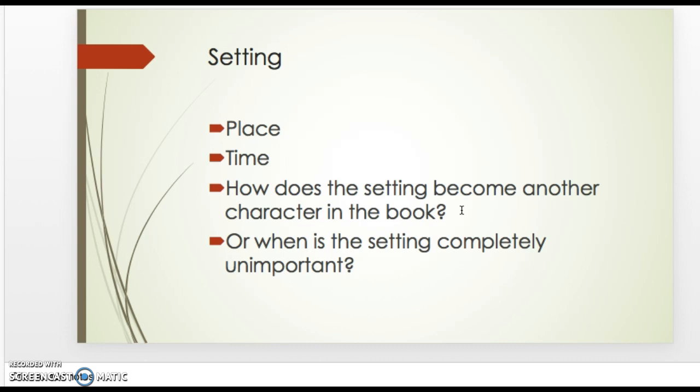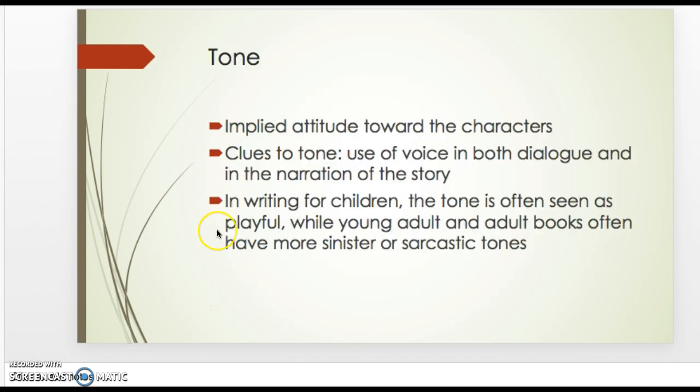And then we can also think about books where the setting is completely unimportant. Those are harder to find, but we can think especially about some of our children's books, where there's very little background, very little behind the characters on the page or behind the words that are telling the story.